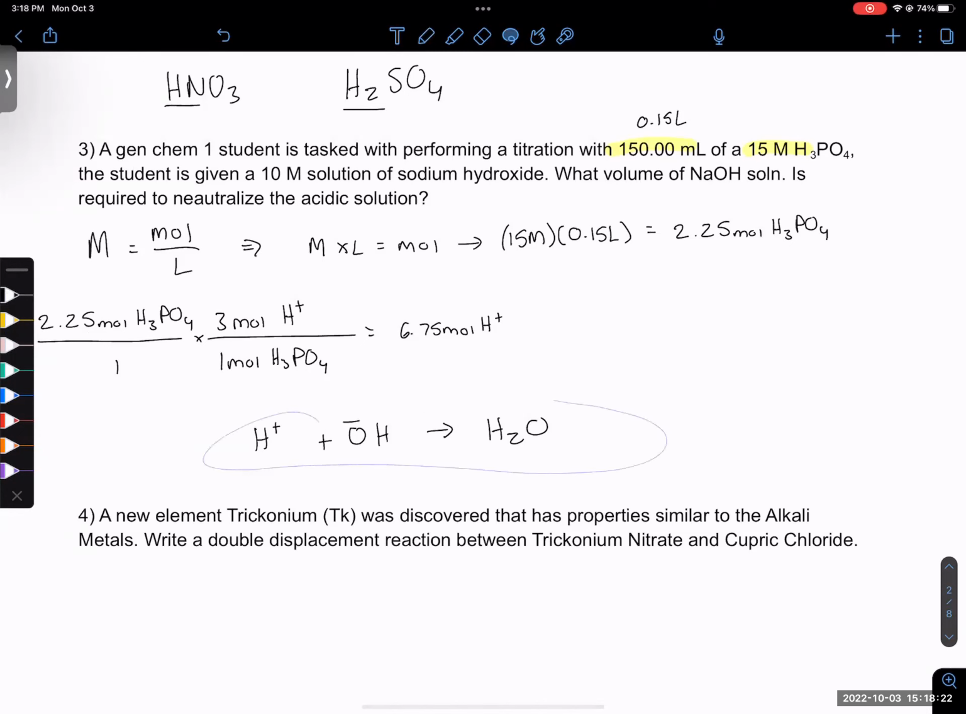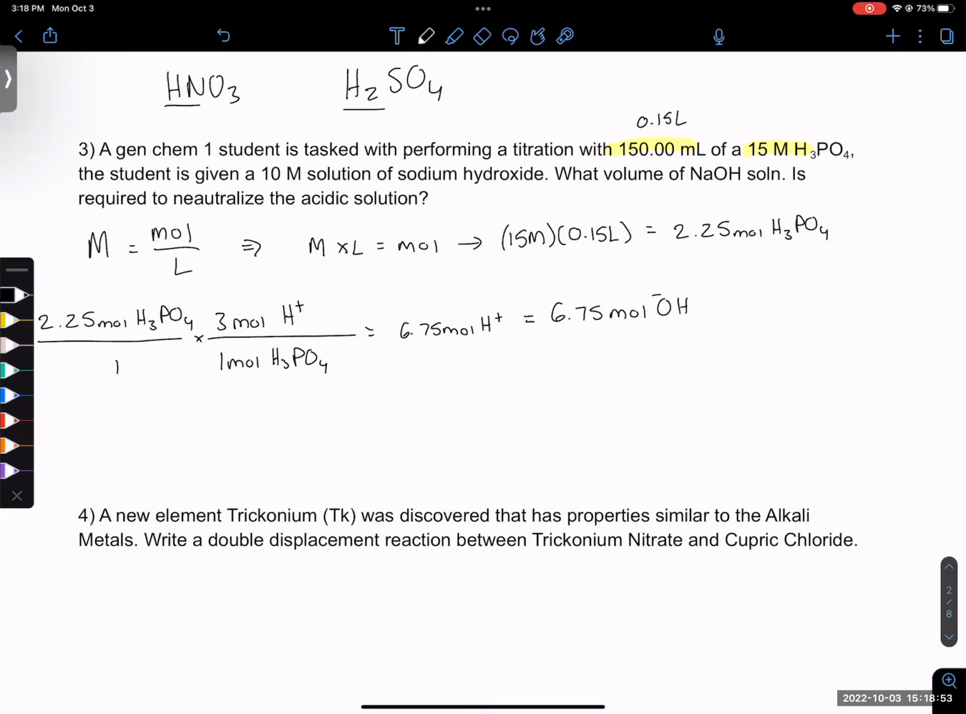I'm going to erase this down here. So if we know that for every mole of H plus, we need 1 mole of OH minus, of hydroxide, then we can say that the moles must equal each other. So 6.75 moles of H plus must equal 6.75 moles of OH minus to completely neutralize, right? That makes sense, right?